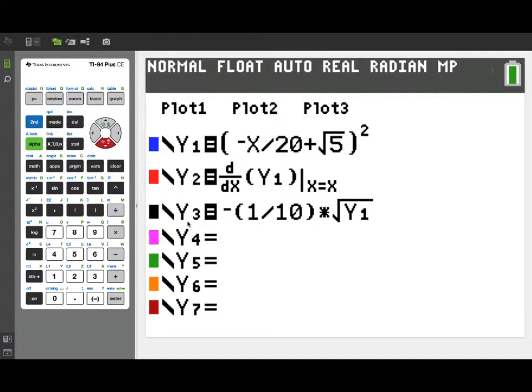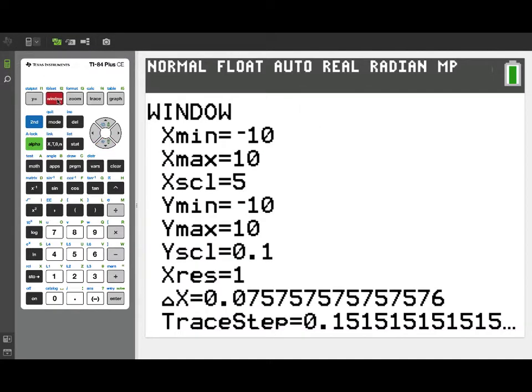Now, to check this solution visually, we've set up two other functions, y2 and y3. What these represent are the two sides of the differential equation. y2 is basically our dH/dt. Notice we've had to use y1 to stand for h, and x we're using in place of t because that's our independent variable for function plotting. Now y3 represents the right-hand side of the differential equation. Notice -1/10 times the square root of our h function.